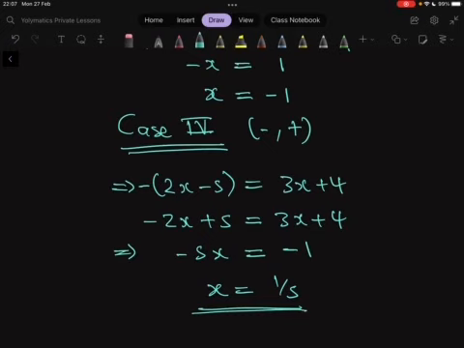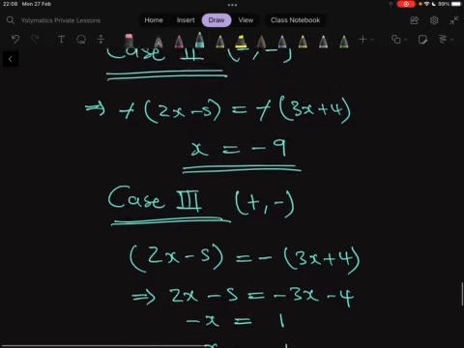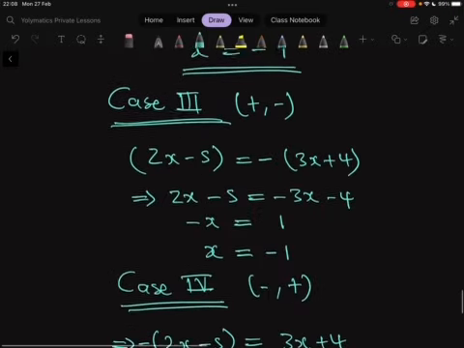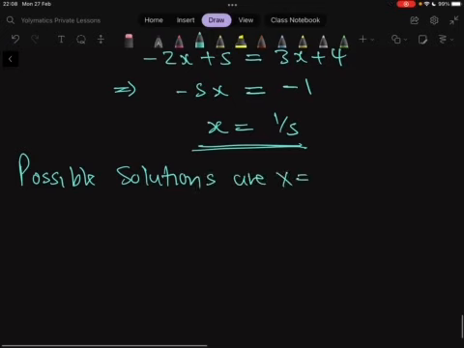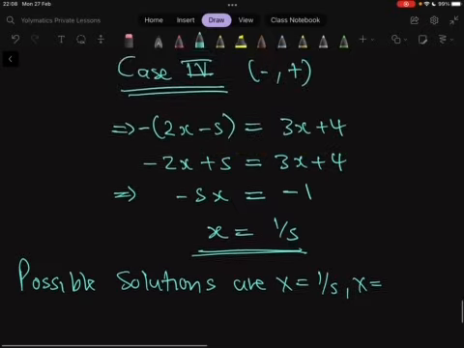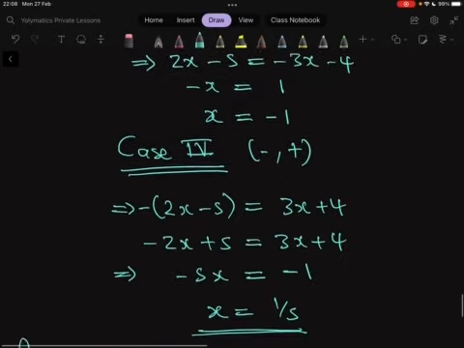If you look now, using the method of cases, we did not obtain just 2 solutions, but we obtained 3 different solutions. So what are the possible solutions? The possible solutions are x = 1/5, x = -1, and x = -9.